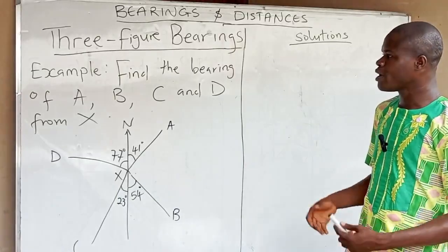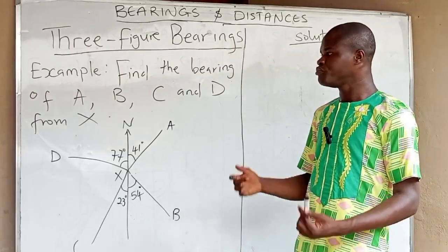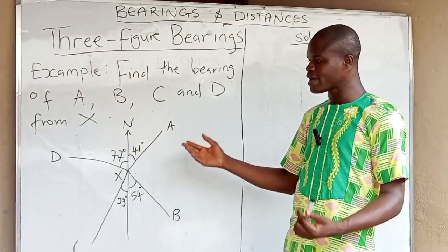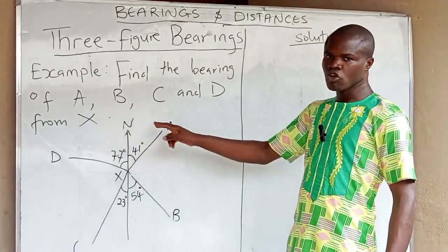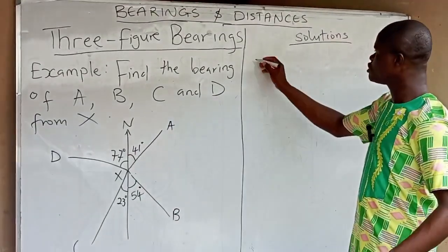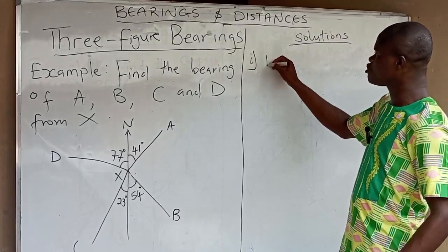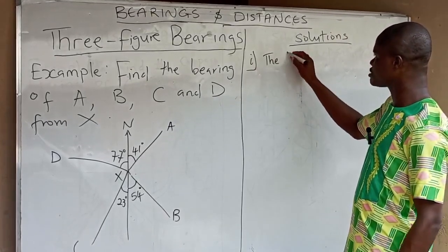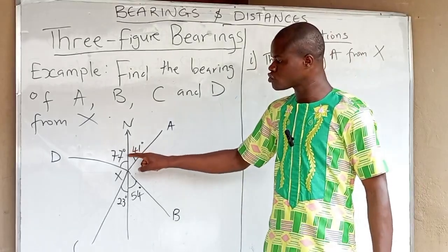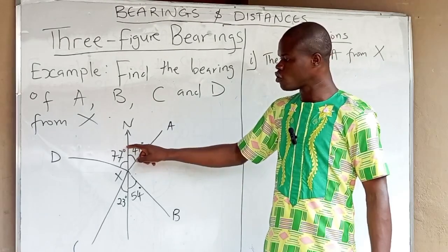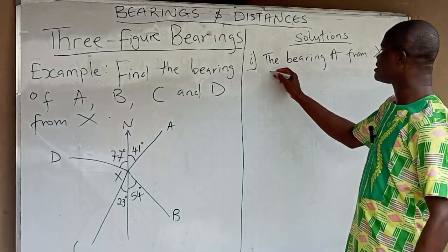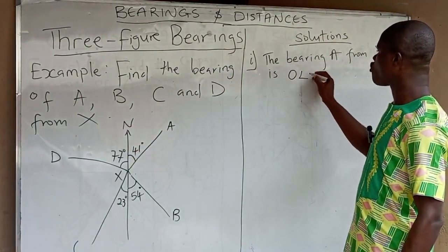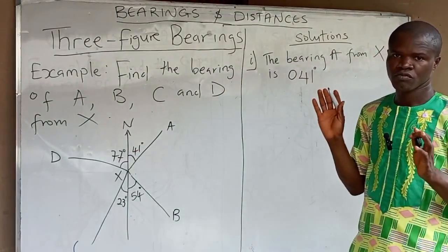So in this question, we are asked to find the bearing of A, B, C, and D from x. All readings must start from the north in a clockwise direction. So the first one we want to solve for is the bearing of A from x. So let's go. From the north towards A is just 41 degrees. So the answer is 041 degrees.